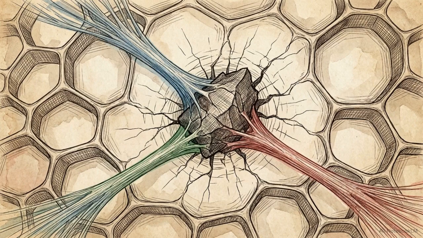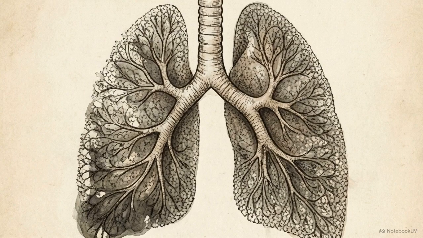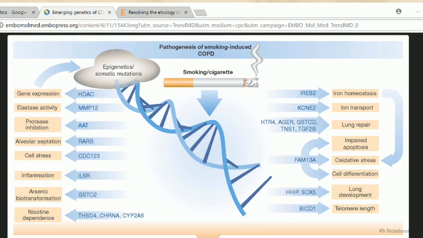Gene-environmental interactions also operate internally, where multiple distinct genetic pathways converge under the pressure of a single environmental stressor. Chronic obstructive pulmonary disease, or COPD, is the textbook example. This diagram maps the pathogenesis of smoking-induced COPD. While cigarette smoke is the obvious environmental trigger, the disease requires a highly specific matrix of genetic predispositions.